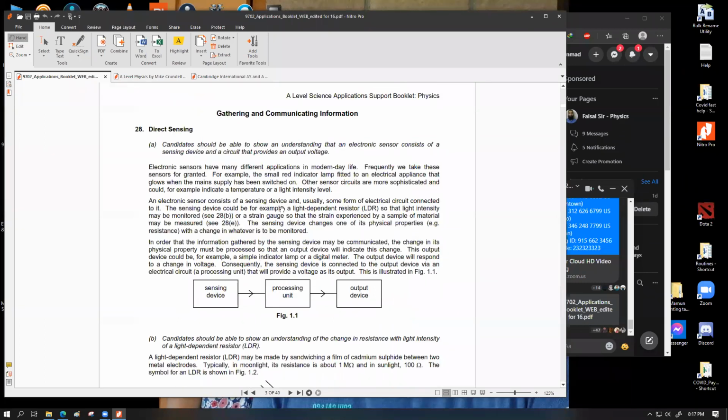The first thing that we have is gathering and communicating information. This first bullet tells us the basic way that communication usually happens. So we have a box diagram over here. It goes pretty simple: we have a sensing device, then we have a processing unit, then we have an output device.